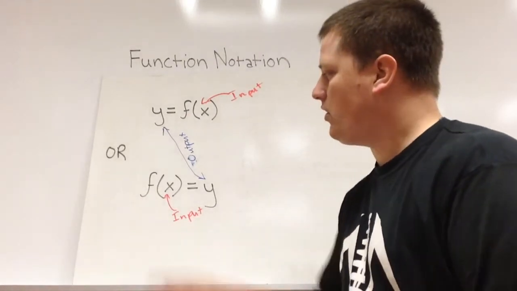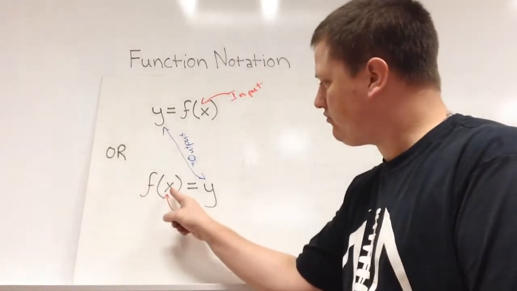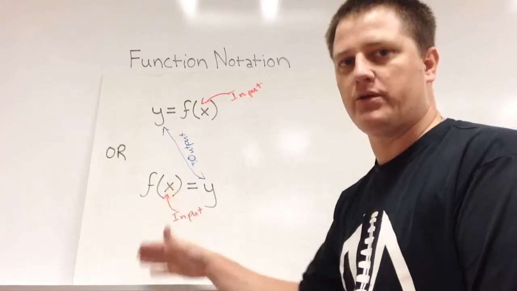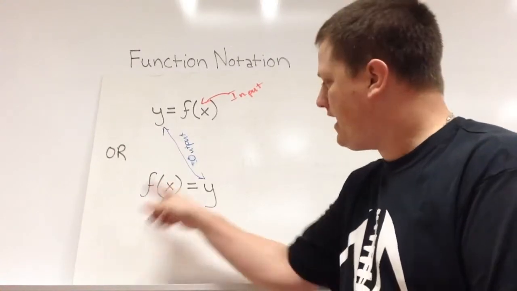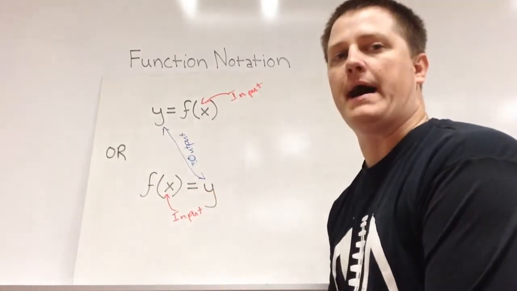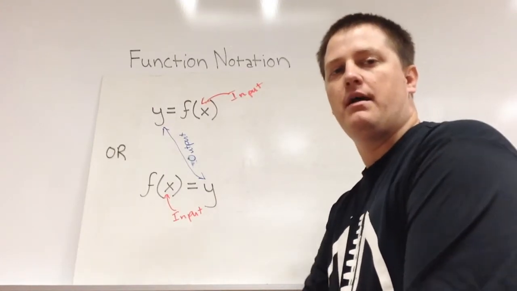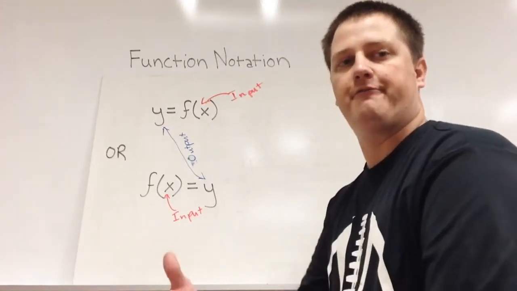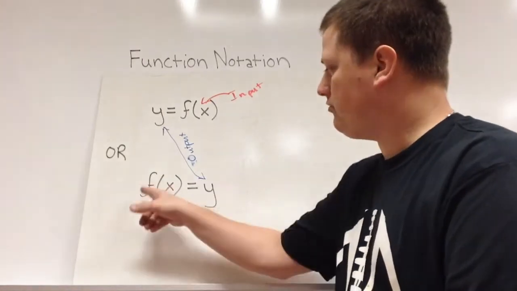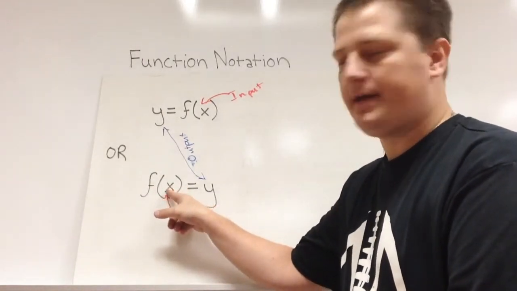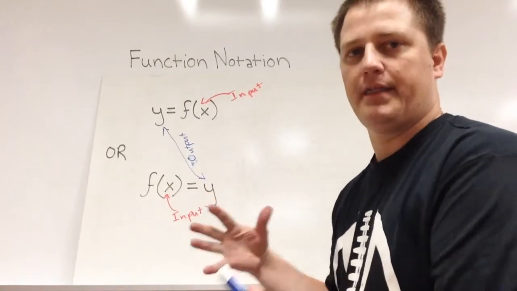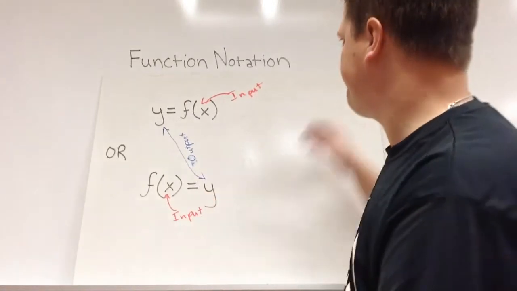What we're saying is we do a function to x. We do a function to our input and we get our output, or y. Function basically means we're going to do some math, then we're going to get an output from the math that we do. So do math to our input, get our output. That's what this is saying.